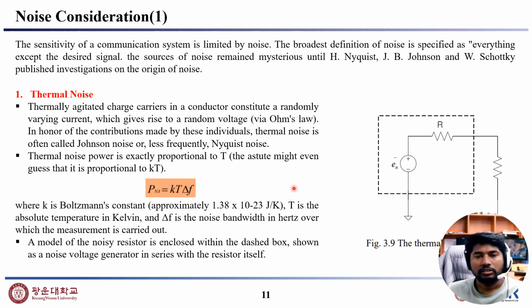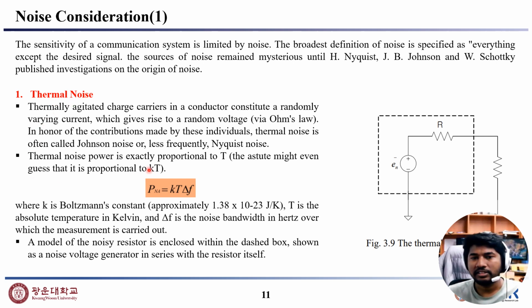Now, noise consideration. The sensitivity of a communication system is mainly limited by noise, so this is a very important term to address for any kind of electronic device like an amplifier. So there are several noises, but no one knew about the noise until H. Nyquist and J.B. Johnson addressed this in their publications. So first noise is thermal noise.